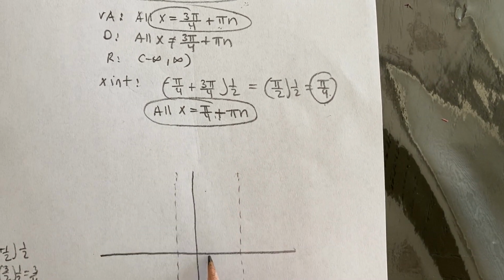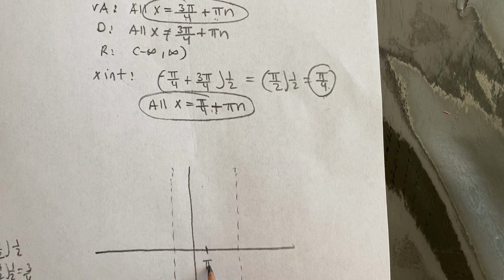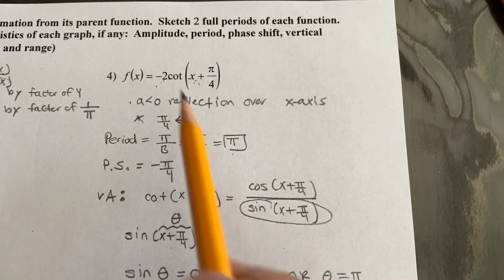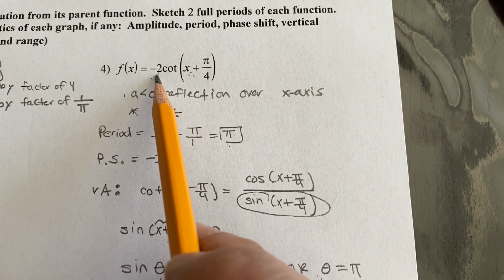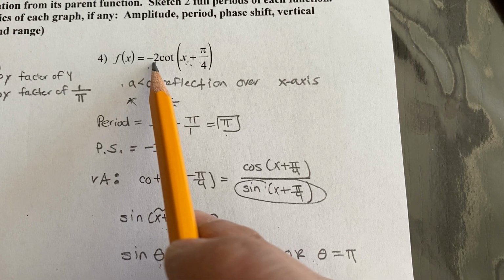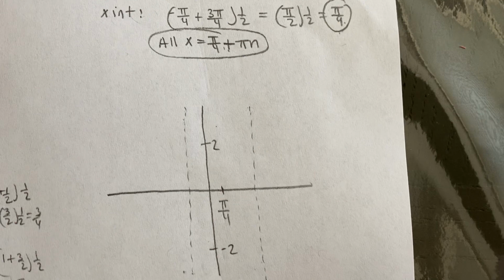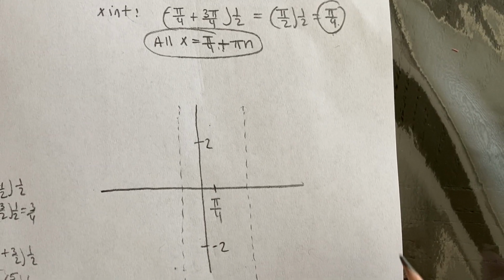And our first x-intercept, which is just pi over 4, is basically the midpoint between these two guys. And it looks like our amplitude, a fake amplitude, so we want to label our y-axis from -2 to 2. So here's 2, here's -2.